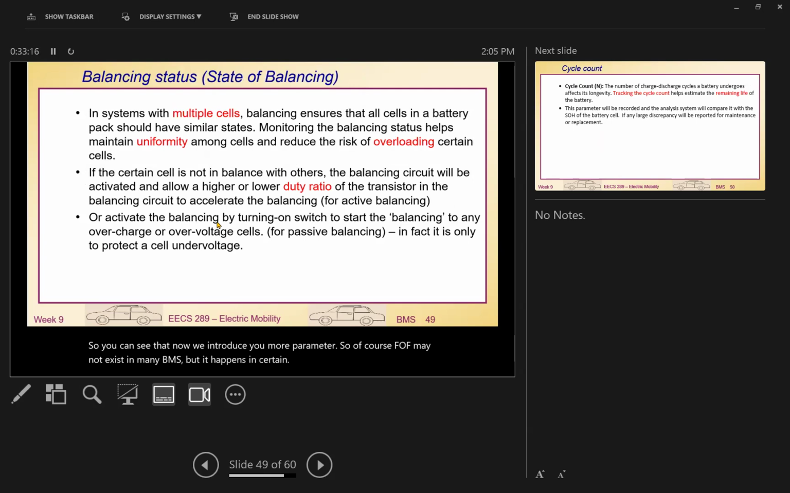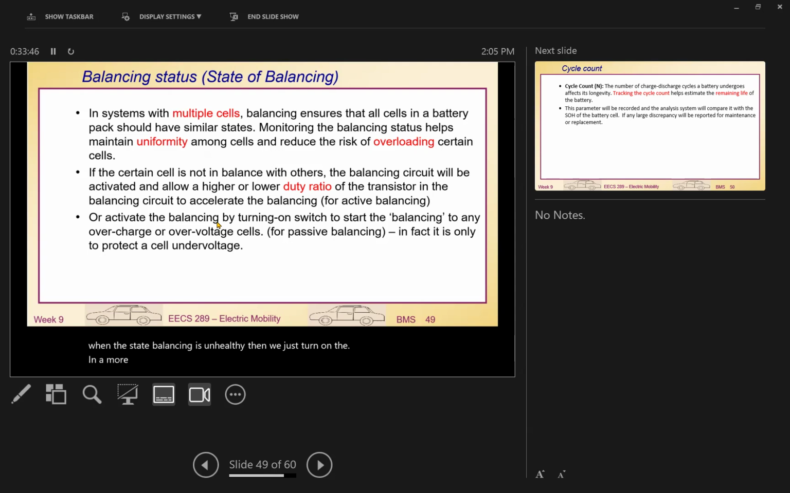Another thing people like to understand is the state of balancing, how good the balancing of the cells looks. Here we have multiple cells, and we need to make sure that all the cells are uniform to each other. With our balancing circuit, like the active balancing, we need to adjust the duty ratio for the transistor in order to control the balancing.